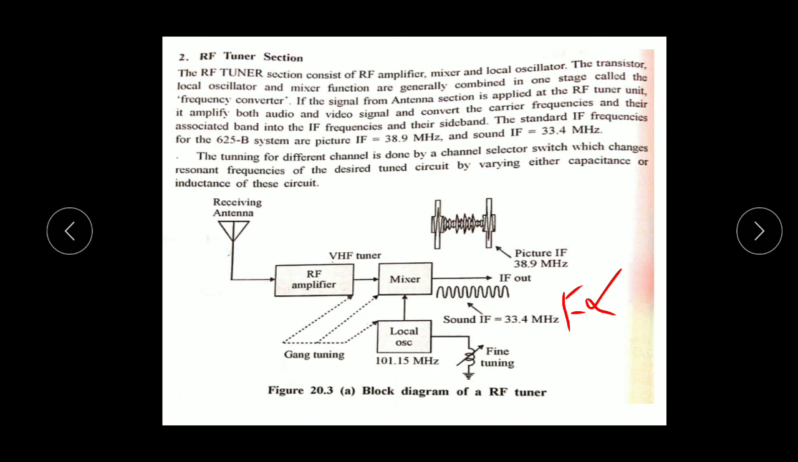Basically, the output IF frequency is standard for the audio signal and for the video signal. So you can see for pictures or video signal, we generally use an IF of 38.9 megahertz. For the 6 to 5B system, the 6 to 5 TV system, the IF frequency is 38.94 megahertz for the video signal, and for the sound signal the IF frequency is 33.4 megahertz.